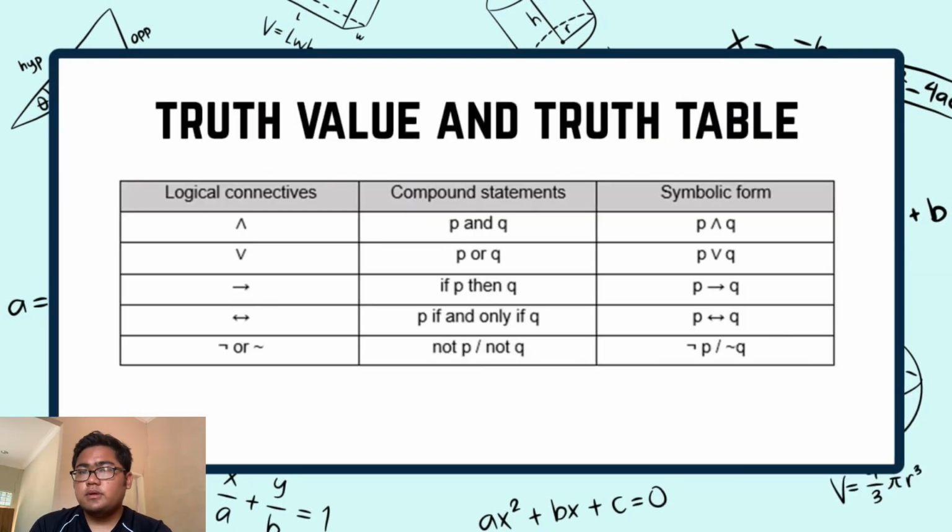So if the compound statement is P and Q, we can write it in symbol P ∧ Q. If the statement is P or Q, we can write it in symbol P ∨ Q. If the statement is if P then Q, we can write it P → Q. If P if and only if Q, we can write it P ↔ Q. And the last one, not P, we can write it ~P.